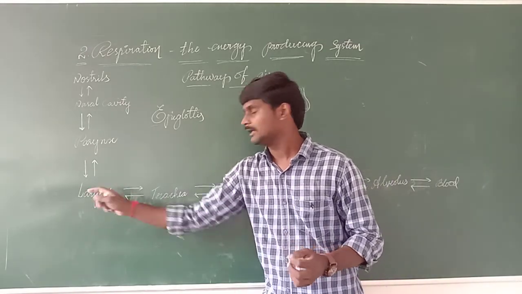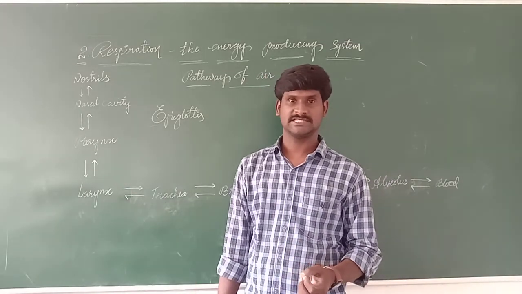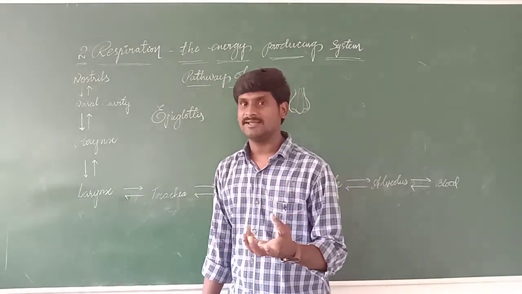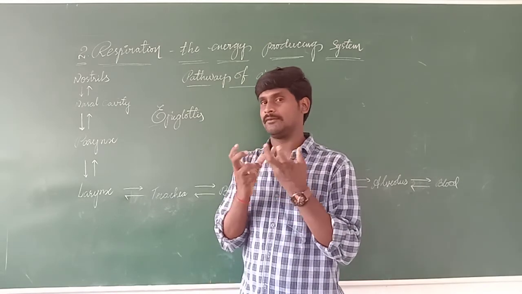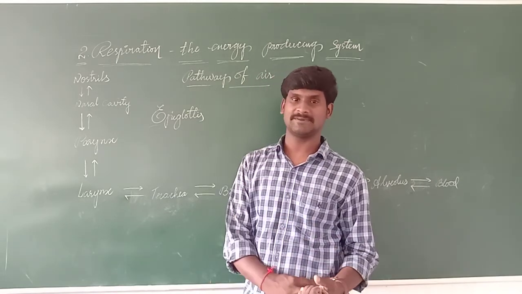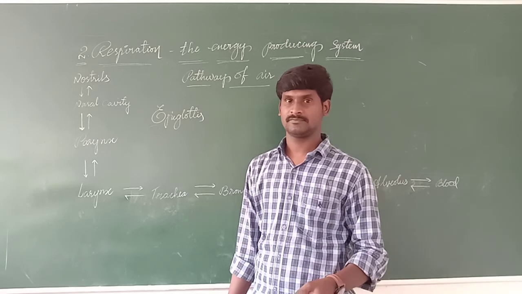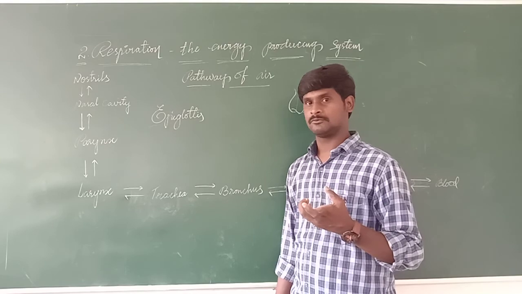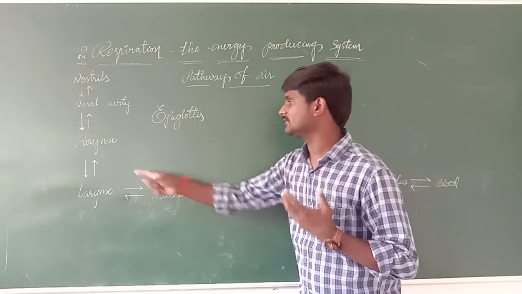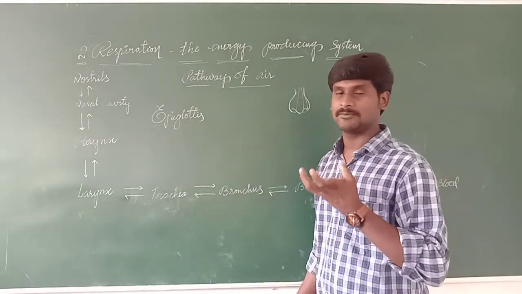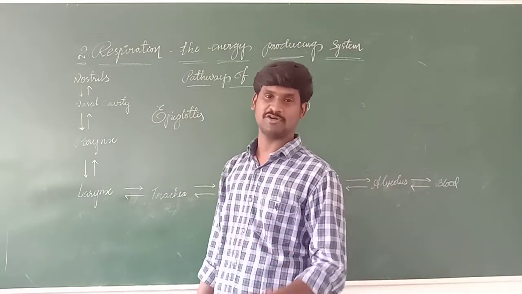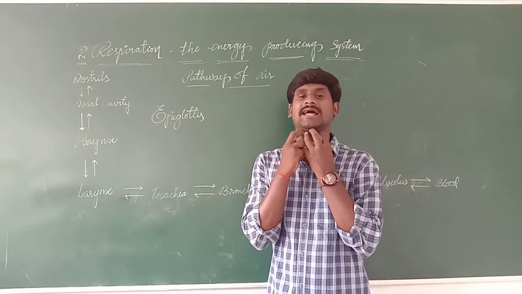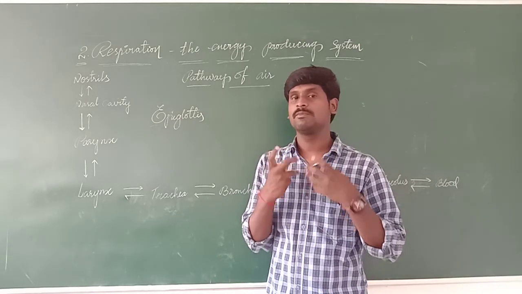The next one is called the larynx. The larynx contains some smooth bones, some type of cartilage bones, which work in the place of the larynx. Actually, the larynx is one type of sound box. It's a voice box. If you want to say anything, some type of movements will come in the larynx.